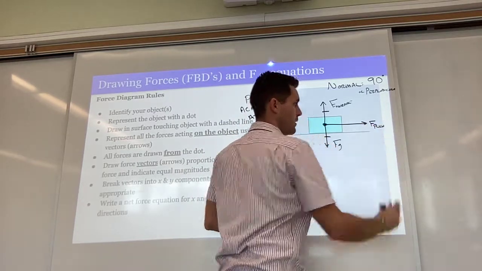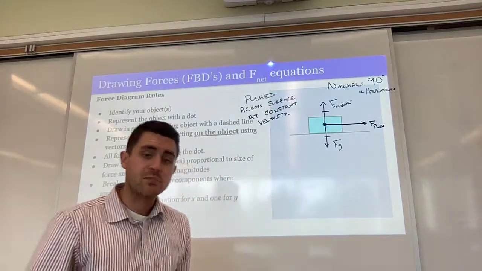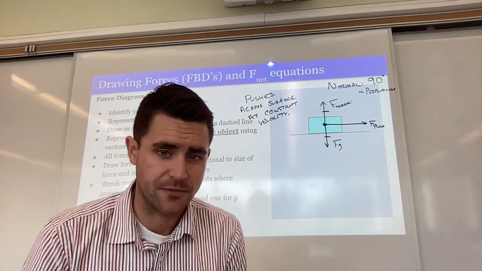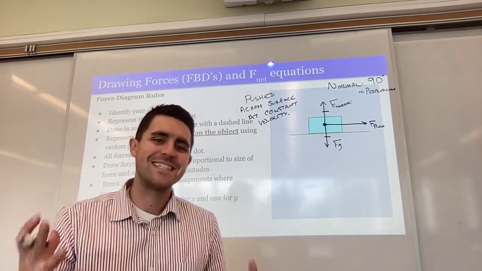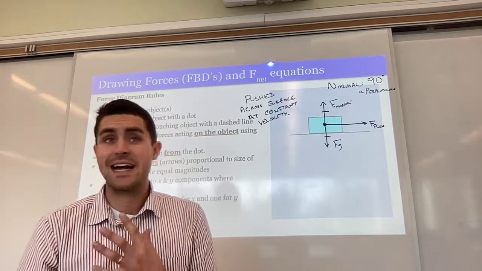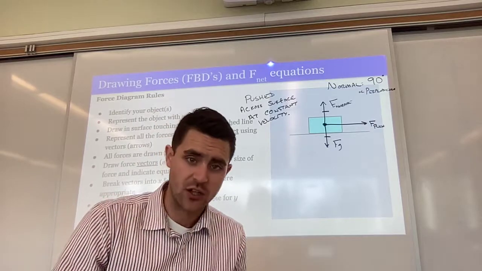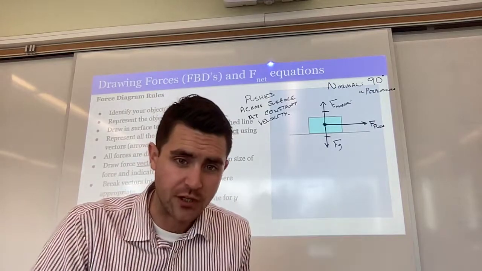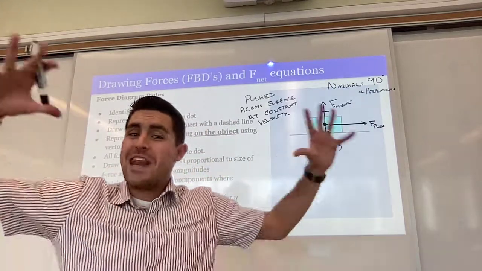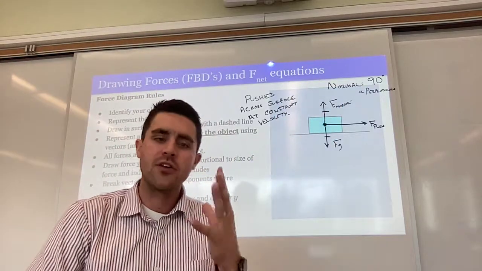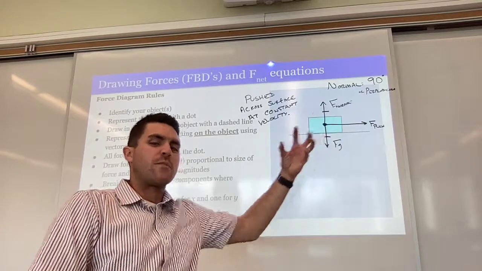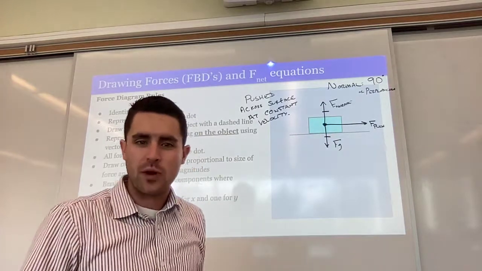F push. There it is. If this box were accelerating across the floor, that would be the only force acting in the horizontal direction. But it's not. It's moving at a constant velocity. Constant velocity indicates no acceleration. If there's no acceleration, there must be no net force, no total force. If there's no total force, there must be something preventing this box from accelerating.